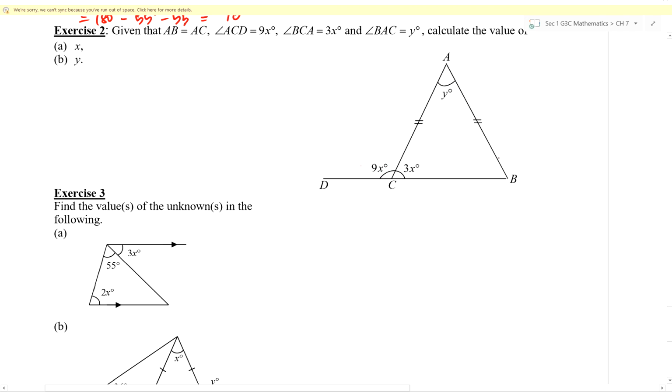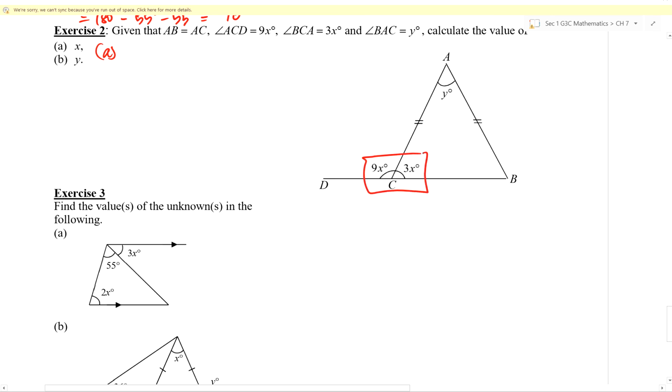Okay, next, BCA is 3x. Looks like these two will add up to be 180 degrees since they are adjacent angles on a straight line. And here we've got y degrees, meaning if I take 180 minus y, I divide by 2, I should get 3x because this is angle sum of triangle. So now we are ready to calculate the value of x, part A.